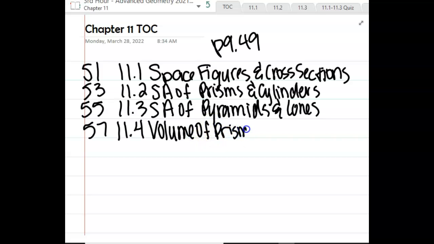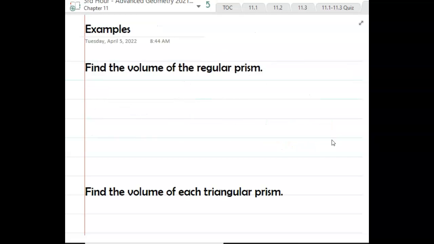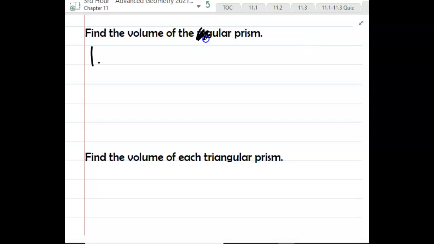Okay, let's get this glued into page 57, section 11.4, volume of prisms and cylinders. All right, so let's start finding the volume of, and I really don't need the word regular, so find the volume of the prism.